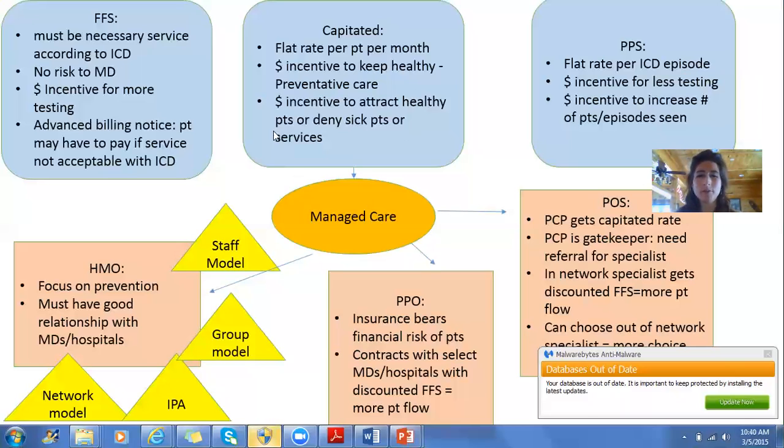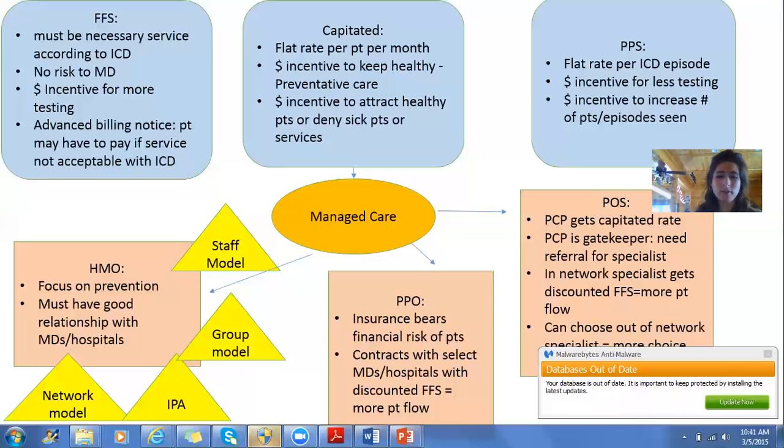And then the capitated system, which is where it gets kind of hairy. It's a flat rate per patient per month. This applies more to primary care physicians and hospitals as far as Medicare and Medicaid patients. So the incentive here is to keep patients healthy. Preventative care is a big thing. It's important to keep in mind, because I'll throw back to it, that there's also an incentive to deny sick patients or deny services. I'll mention later that they have peer review groups to make sure we're not denying services that people need.